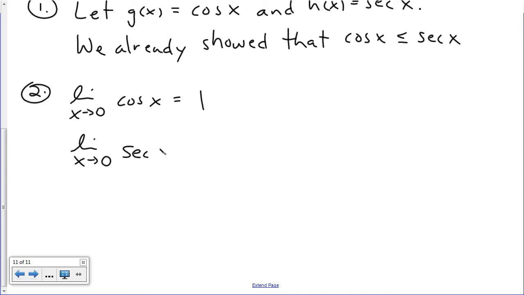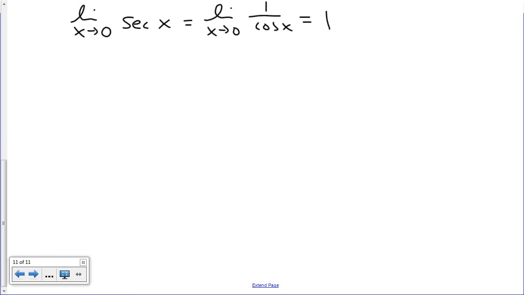Check out the limit as x goes to 0 of the secant of x. I might not remember what secant's doing as x goes to 0, so I could rewrite this as the limit as x goes to 0 of 1 over cosine, if it helps you, which I think it does. And so as x goes to 0, you end up with 1 over the cosine of 0. Again, cosine of 0 is 1, so 1 over 1 is 1. So we've met the second condition. The limit as x goes to 0 for cosine is equal to the limit as x goes to 0 for secant.